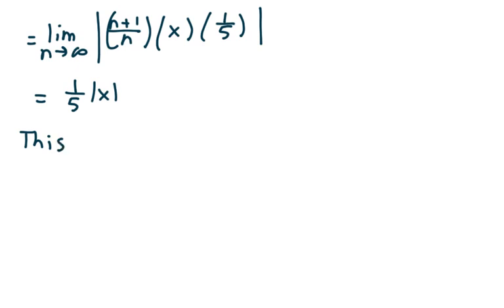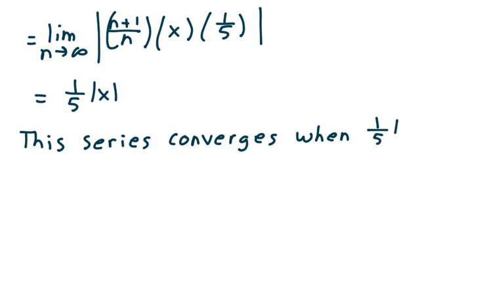This series converges when 1/5 the absolute value of x is less than 1, or -5 is less than x, which is less than 5. Now, don't forget, we have to test those endpoints. All right? So I'm going to check x equal 5.